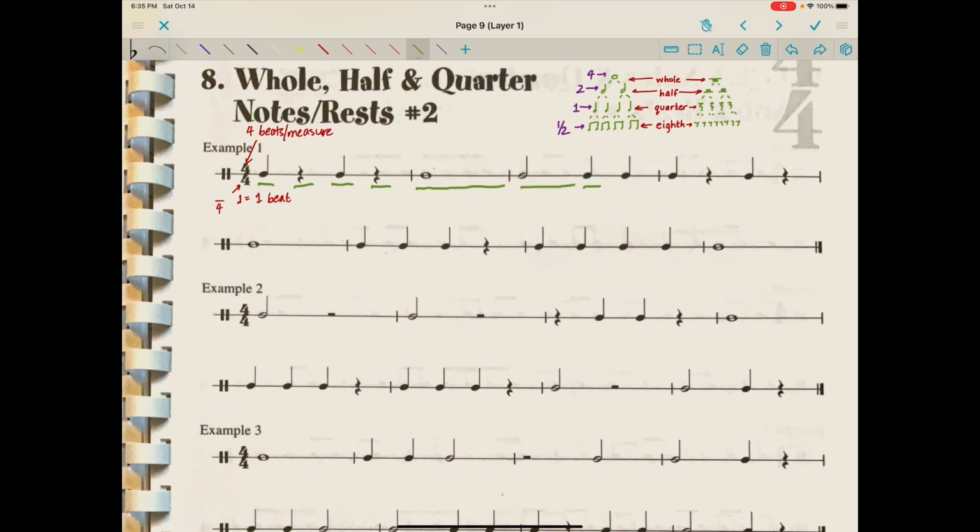Do, do, do, do, do, do, do, do, do, do, do, do, do.